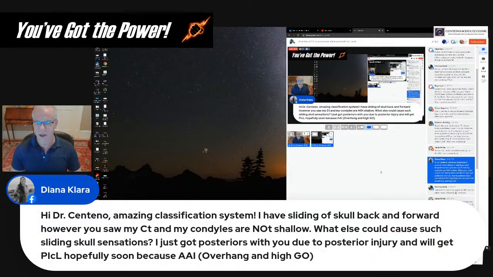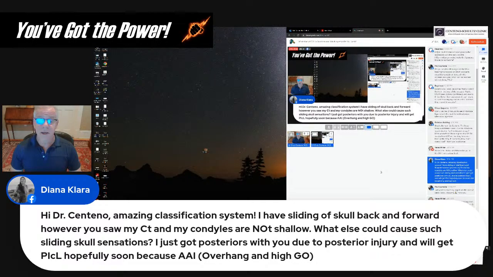Diana asks about the Mason classification system, sliding of the skull back and forward. For some reason, the condyles are not shallow. What else could cause such sliding skull sensations? I've got posteriors with you due to posterior injury, and we'll get PICL hopefully soon because of AAI.